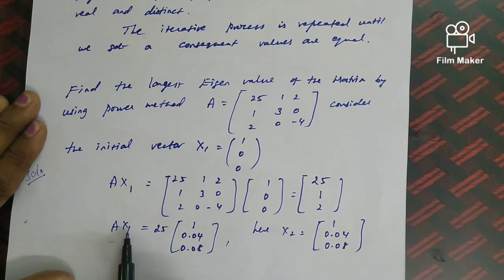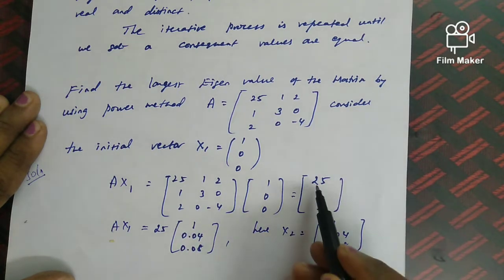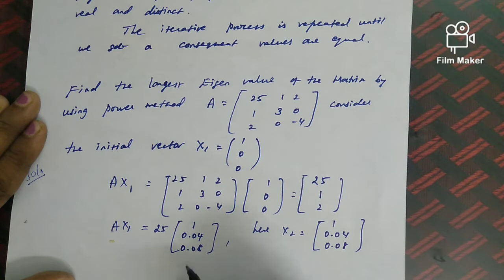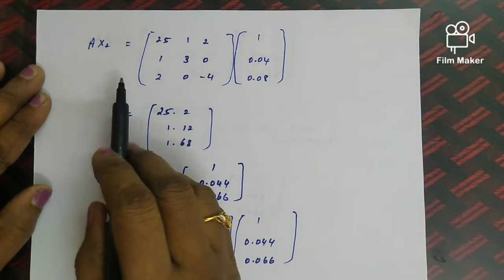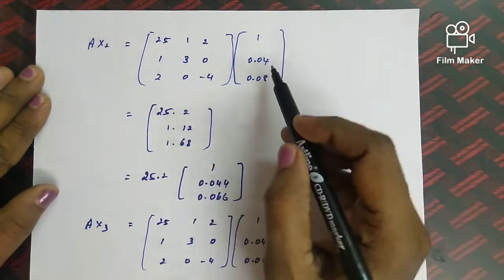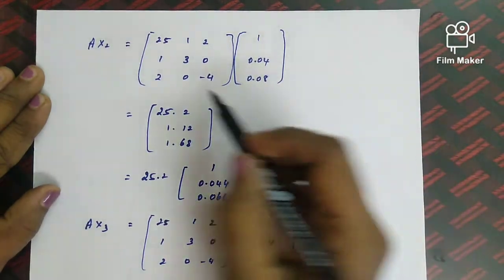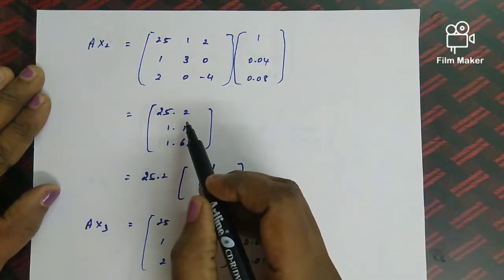Ax2. Okay, Ax2 means what? Given matrix A with this x2, again multiplying like this, we can get a matrix. Again taking the largest eigenvalue, we can get lambda into x3. Likewise we can do the process. So now Ax2 equals, write the A matrix and x2, which we just got. Multiplying these two we can get the matrix like this.